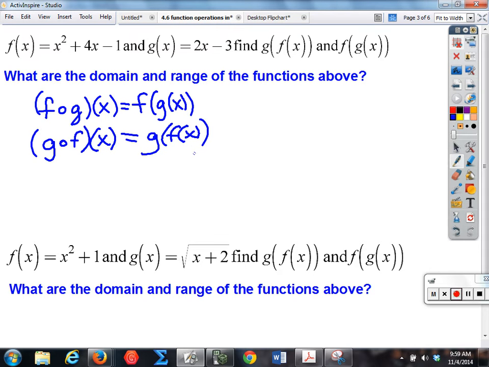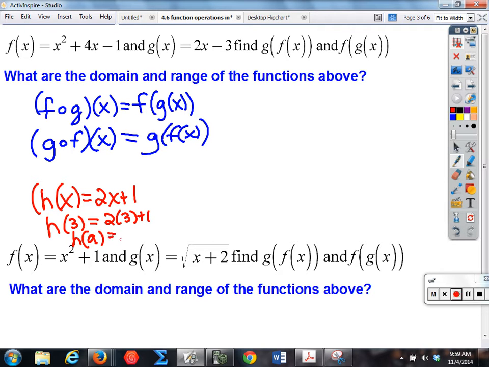So if I'm going to do that, remember that if I have, well, let me do H. If I have H of X equals 2x plus 1. If I want to find H of 3, that just means I plug in 3, right? 2 times 3 plus 1. If I have H of A, that just means I plug in A. 2 times A plus 1.